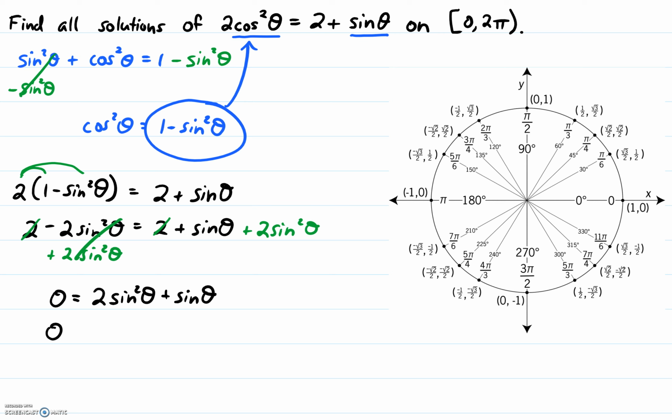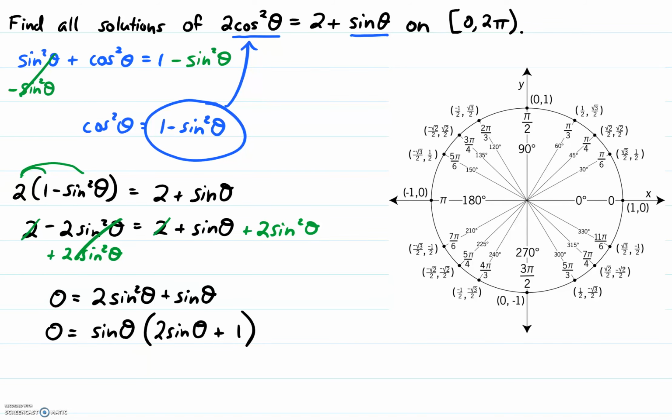And so factoring out the greatest common factor, we'll still have 0 on the left-hand side, but we'll factor out a sine theta because that is our greatest common factor in this case. And if you divide sine theta away from 2 sine squared theta, you're left with 2 sine theta. And if you divide sine theta from itself, you're just left with 1. And so after factoring, that's what we end up with.